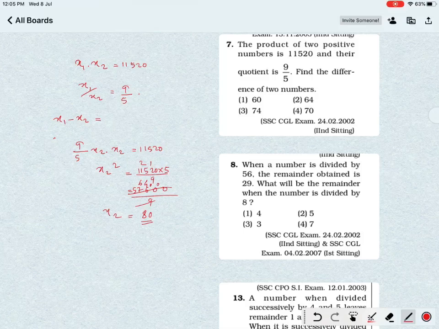If x2 is 80, the other one will be 9 by 5 into 80, which is 144. So 144 minus 80 comes to 64. 64 is the answer. Okay.